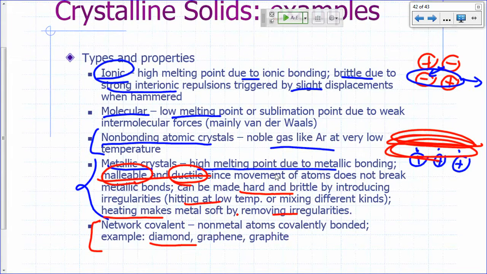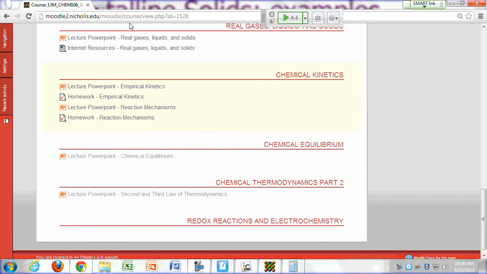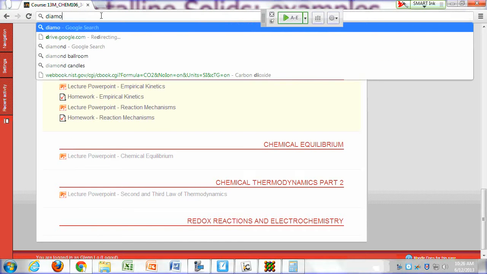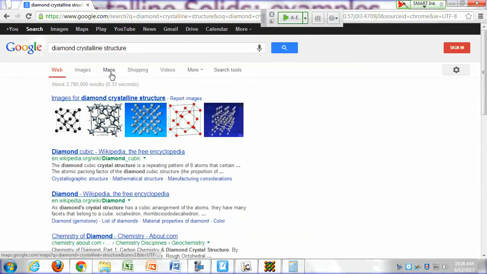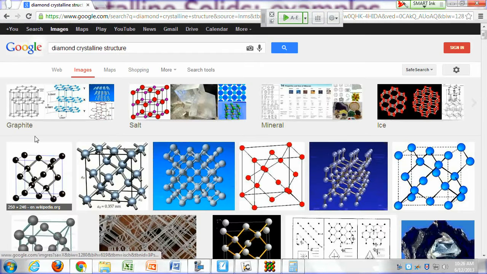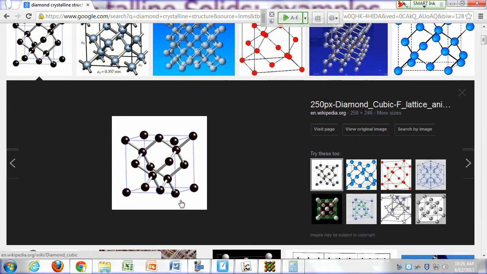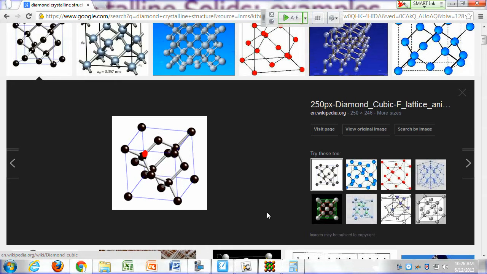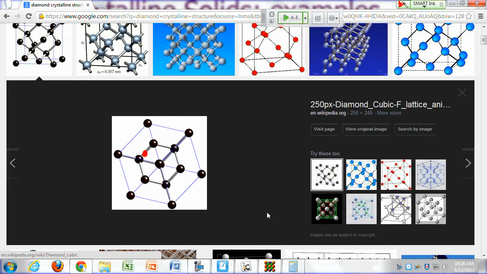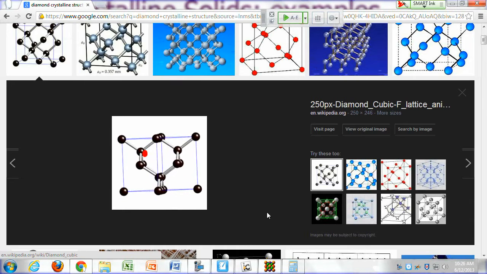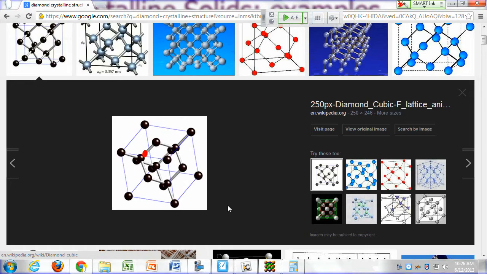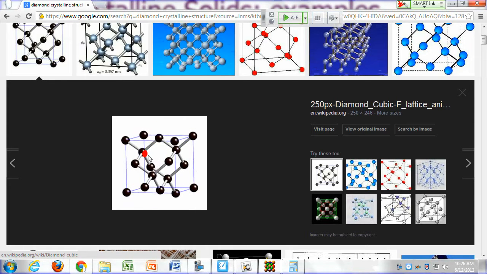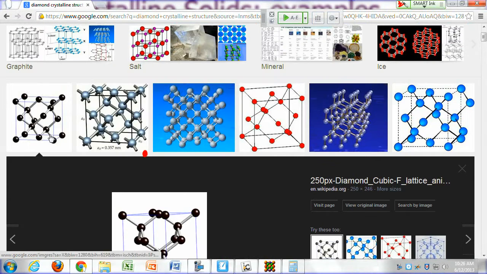Let me see if I can pick up some structures from pictures on the web for a diamond crystal. Okay, let's search for images. So here's a picture of a diamond crystal. You can see each carbon is a tetrahedral center. Each carbon is covalently bonded to 4 other carbon atoms. So it's a very, very strong structure. Diamond is one of the hardest materials known. It is the hardest material known, right?